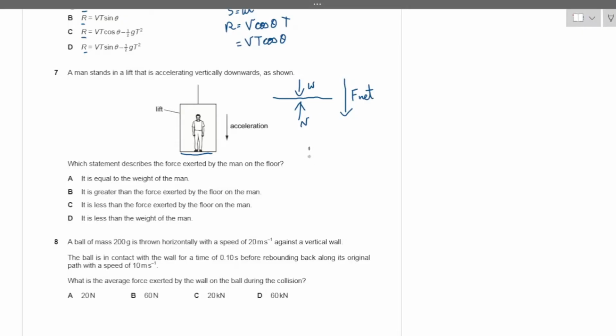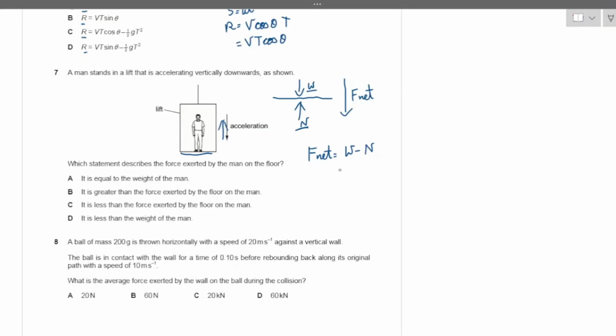So with this, we can construct a pretty reasonable equation that F net is equal to W minus the normal force. Why W minus the normal force? Because we assume that W is greater. If W, the weight, is not greater than the normal force over here, then the acceleration would be either upwards or there would be no acceleration at all. But that's the case if W equals the normal force.